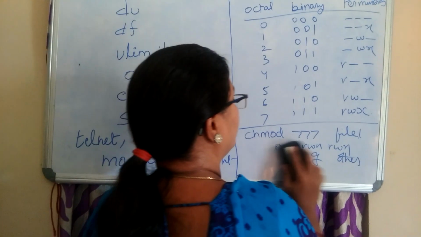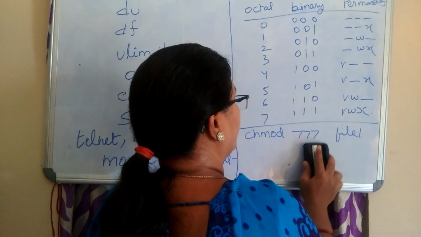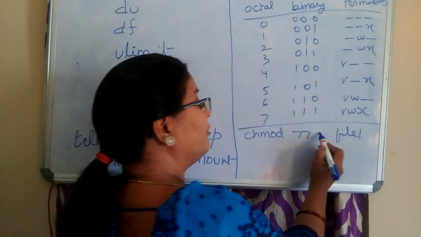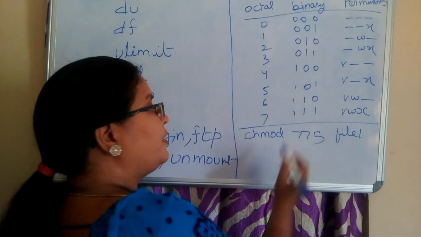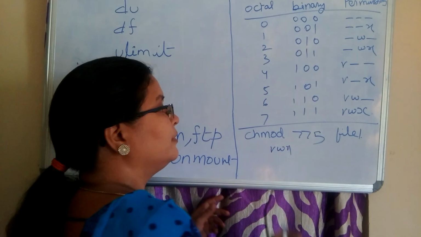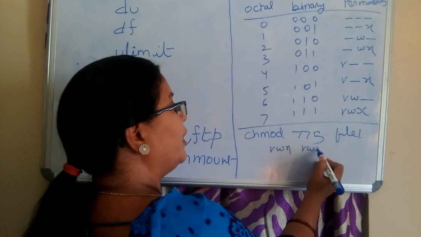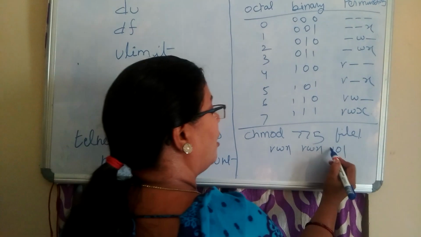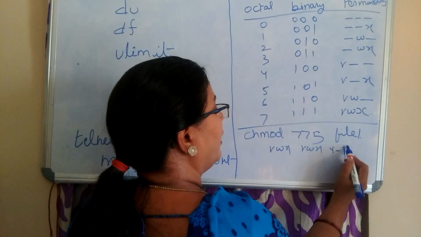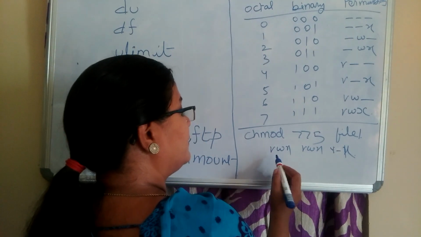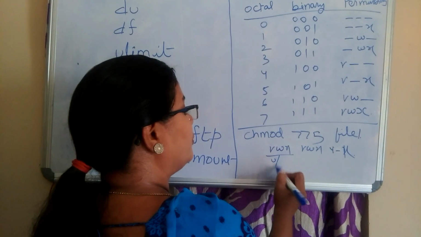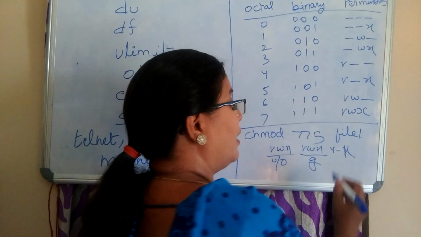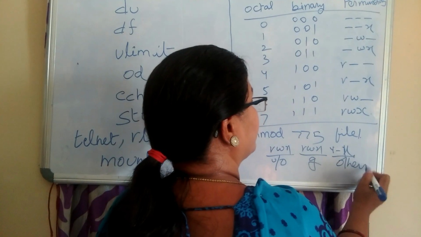One more example that we will see based on this is 775. So what is the 7 here? RWX. Again 7, RWX. And 5 is RX. So read, write, execute is there for the user, and read, write, execute is there for the group, and read and execute for others.